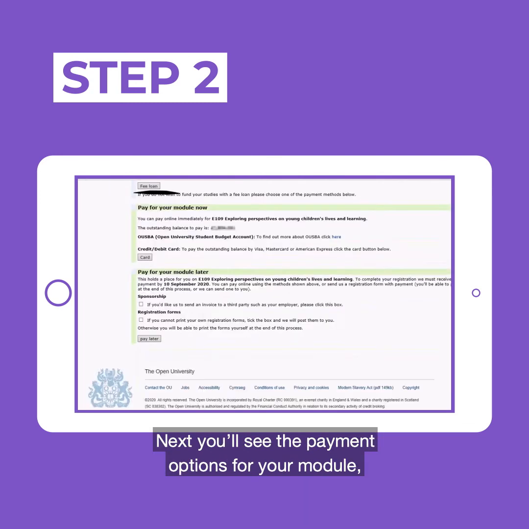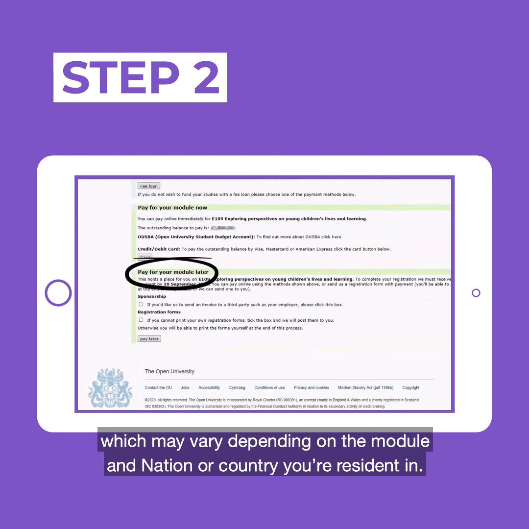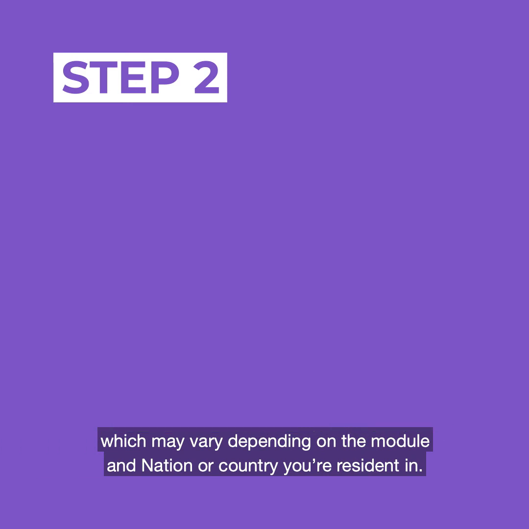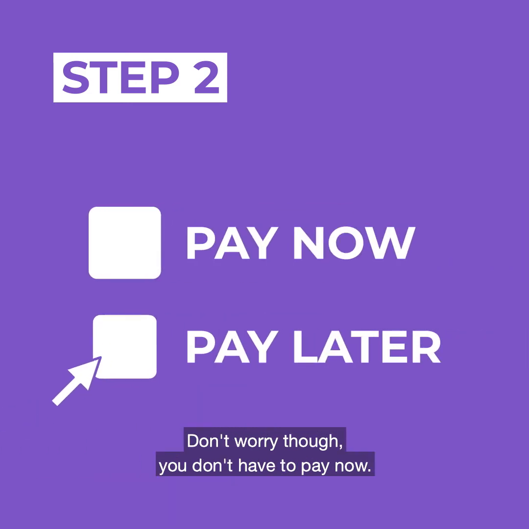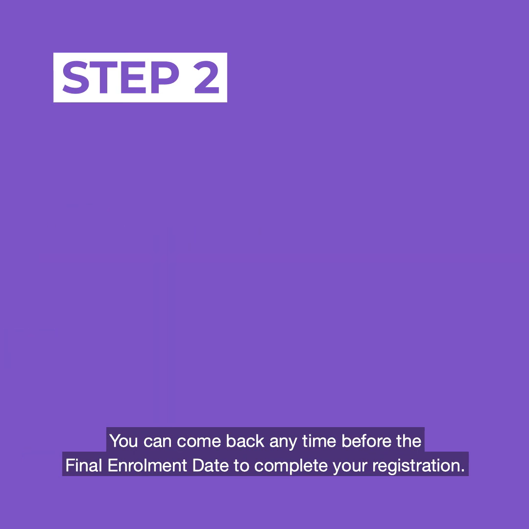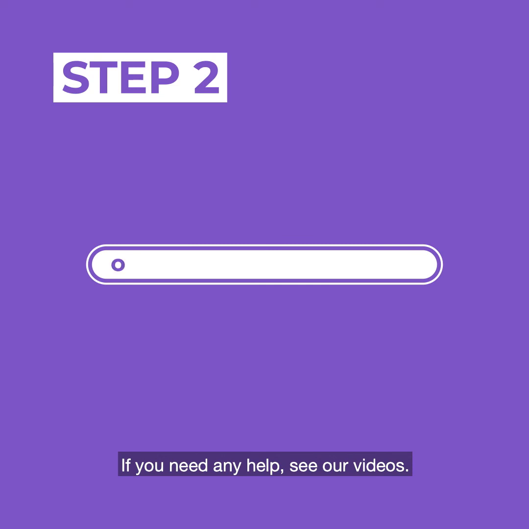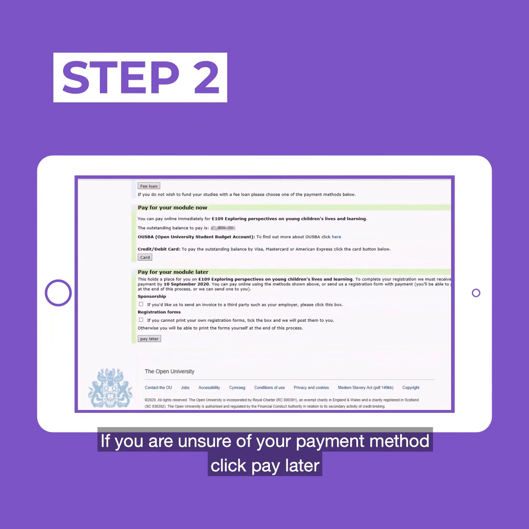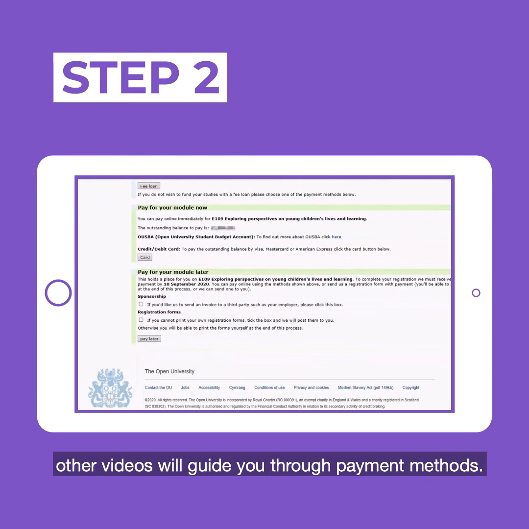Next, you'll see the payment options for your module, which may vary depending on the module and nation or country you're resident in. Don't worry though, you don't have to pay now. You can come back at any time before the final enrolment date to complete your registration. If you need any help, see our videos. If you're unsure of your payment method, click Pay Later. Other videos will guide you through payment methods.